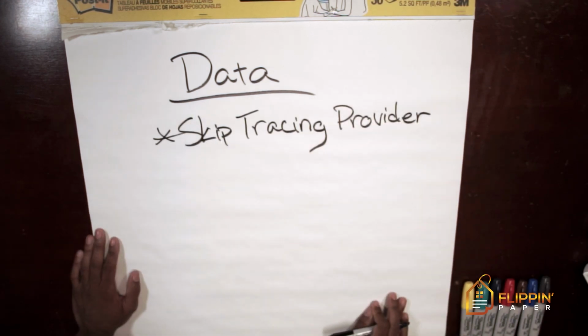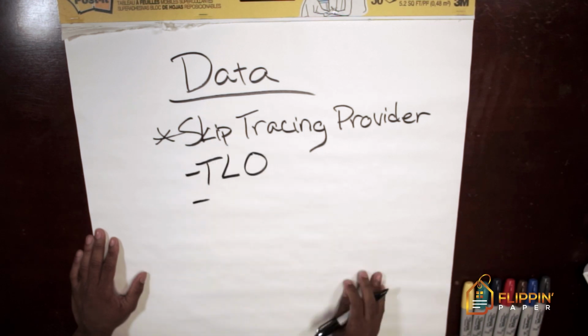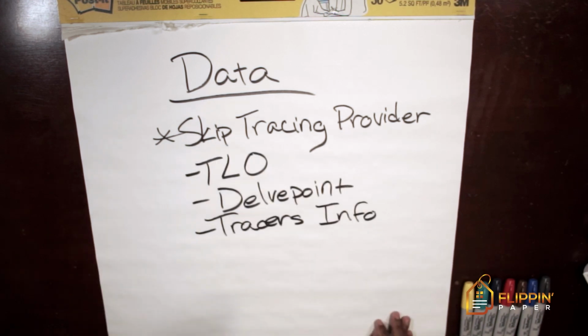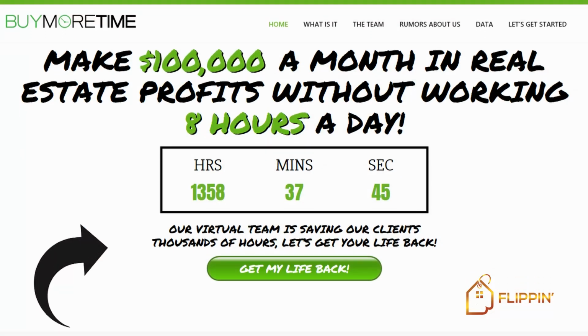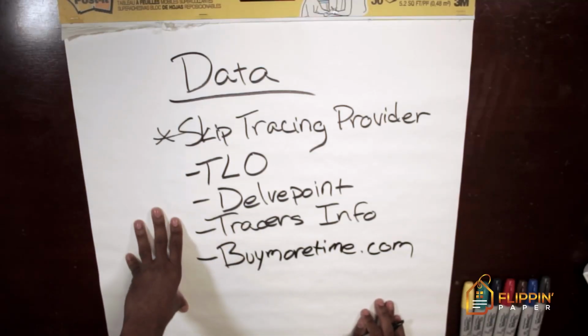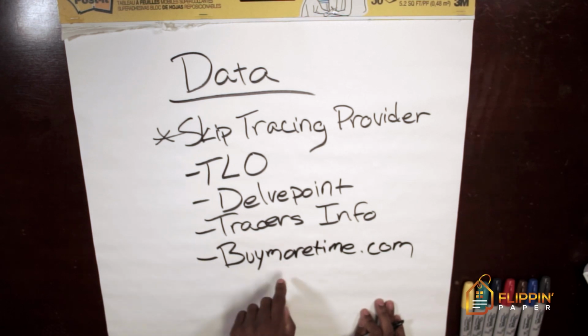Your skip trace provider, there's TLO, there is SailPoint, there is Tracers Info, and the one that we like to use the most is actually from a group called BuyMoreTime.com. This is the one that we like to use, and they have excellent data. All of these providers should provide you pretty good data. We found Buy More Time has worked out the best for us.